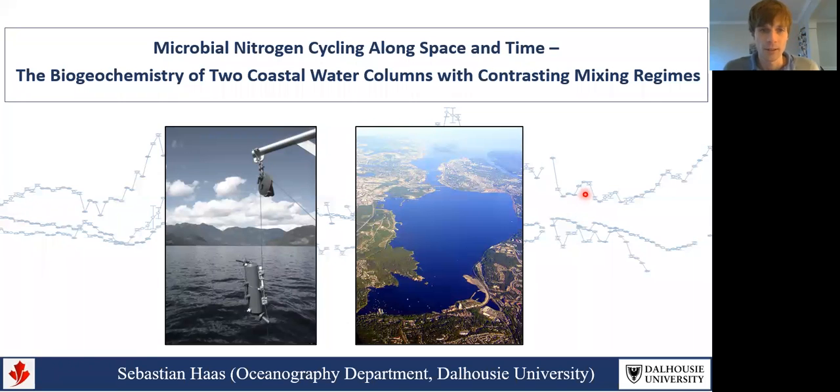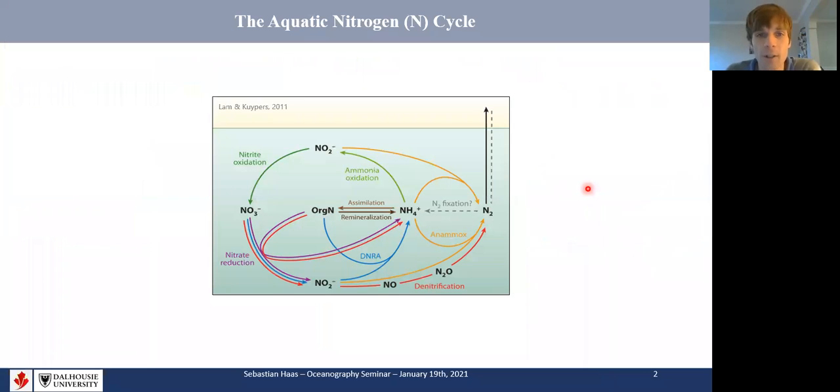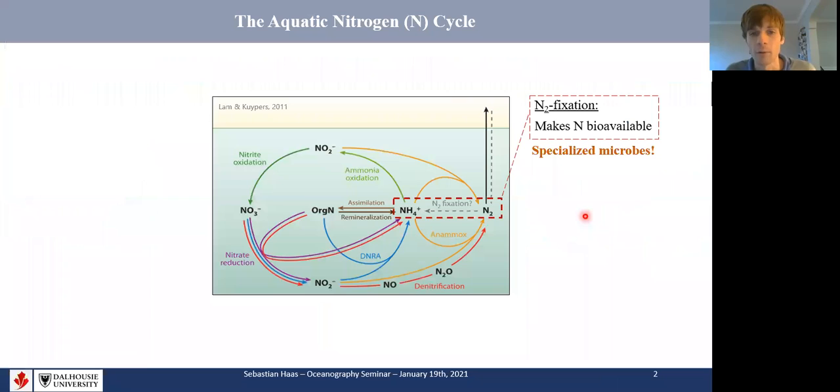I titled my talk Microbial Nitrogen Cycling Along Space and Time, the Biogeochemistry of Two Coastal Water Columns with Contrasting Mixing Regimes. And of course, I have to start by introducing the aquatic nitrogen cycle, which I'm sure everybody loves as much as I do in all of its complexity. But I try to focus on some of the core processes that are very important for the nitrogen cycle itself and also for the results I'm going to present today.